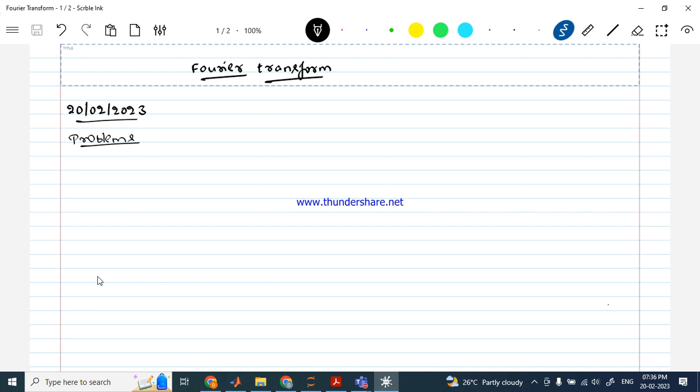We have seen two problems on Fourier transforms. Just continue from that point.